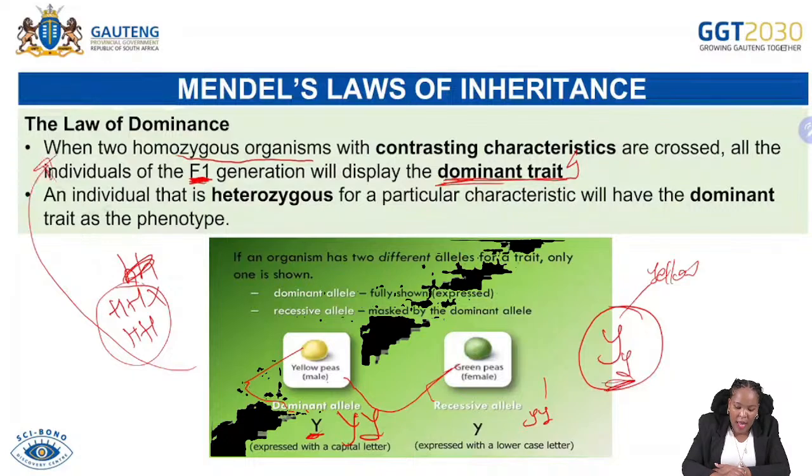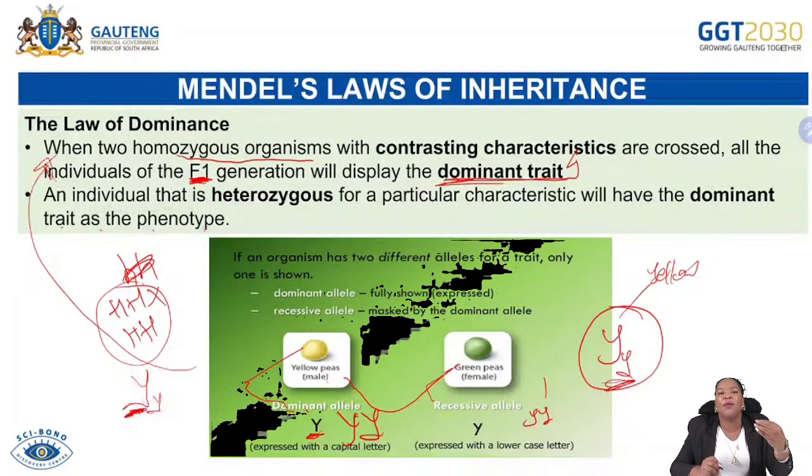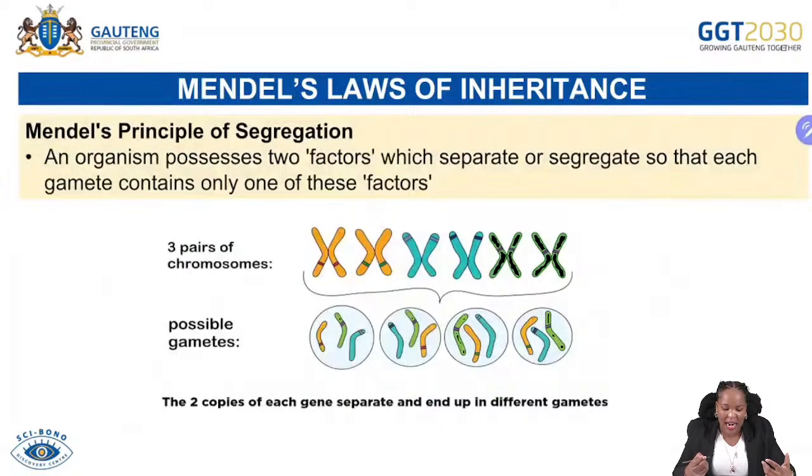Then an individual that is heterozygous for a particular characteristic will have a dominant trait as a phenotype. What does this mean? If you have an individual with big Y and small y, this big Y will always tell us what that characteristic is in the phenotype, meaning the dominant one is the one that is going to be shown in the phenotype. So that is what is meant by this second statement. So you will see these laws will make sense to you as you start applying them.